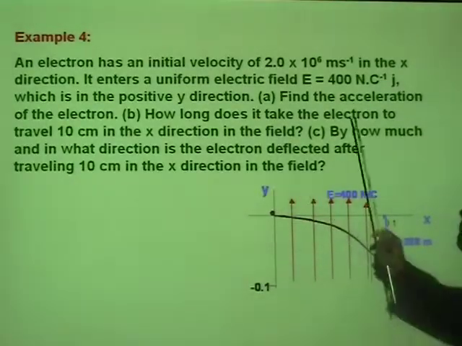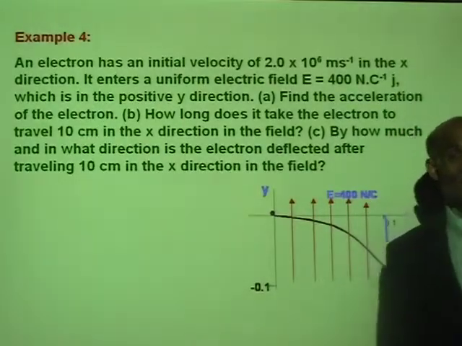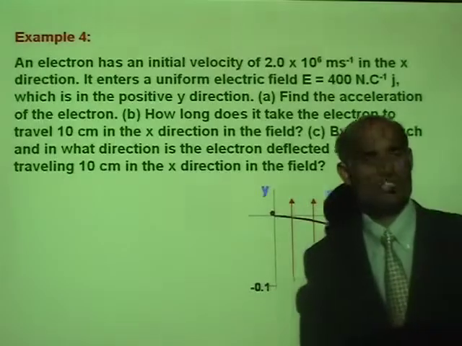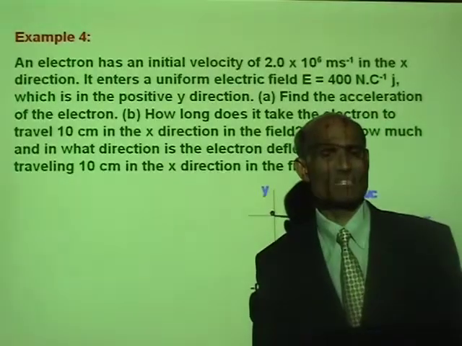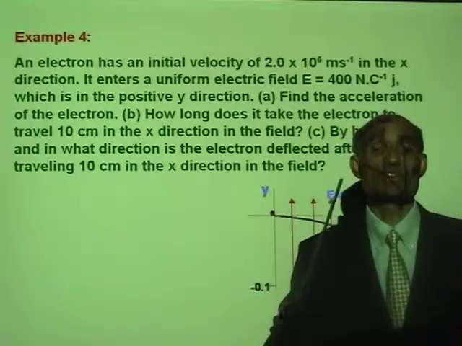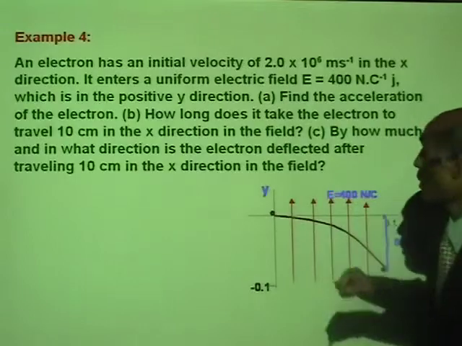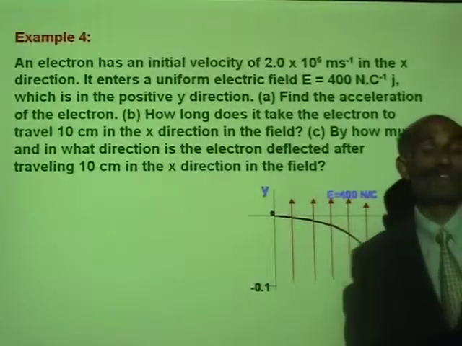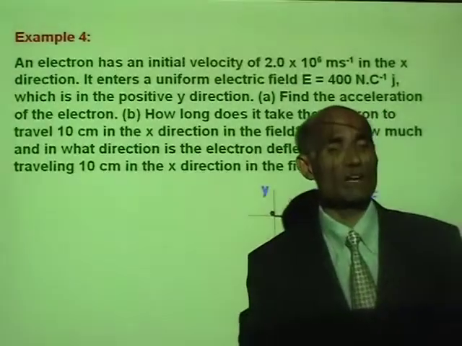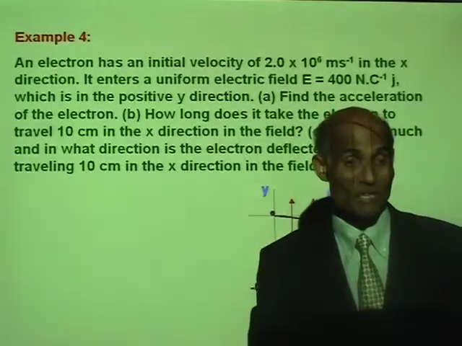Alright. Find the acceleration of the electron. We can do that. By the way, what is the equation for the acceleration? Can you recall that? Acceleration equal to Q over m times E. And we have all those quantities. We know the charge carried by an electron. We know the mass of an electron. Well, you can get it from the tables.